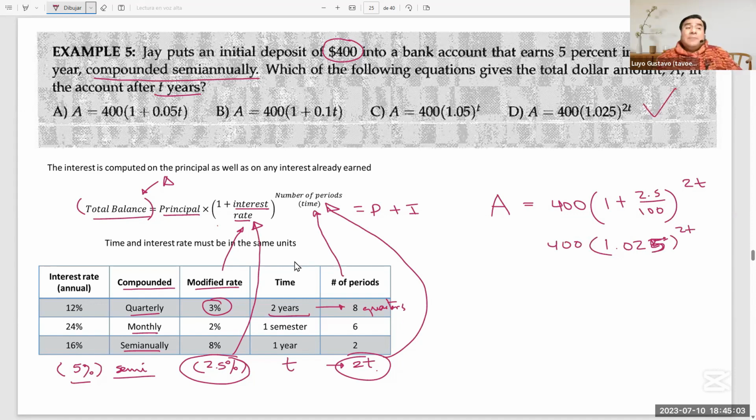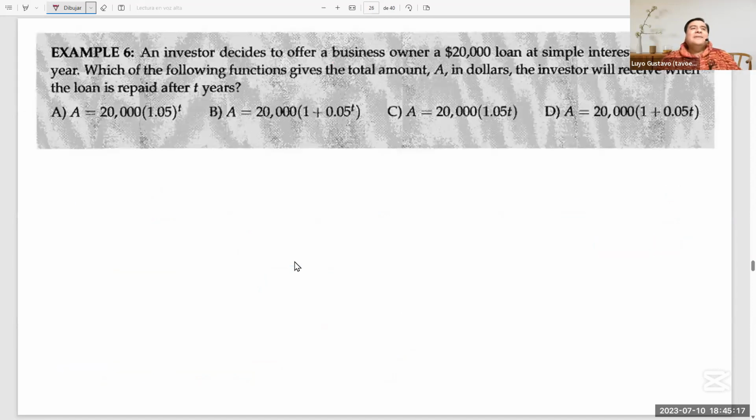All right, please remember this formula. Okay, this is a compound interest calculation. You can always resort to this. But there is also simple interest. But simple interest is much simpler. Okay, let's take a look.